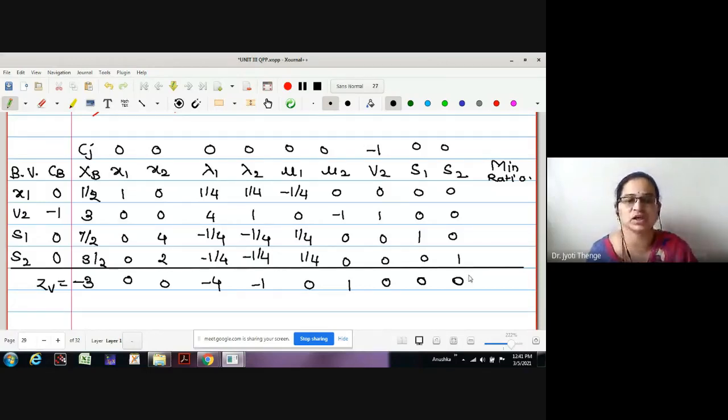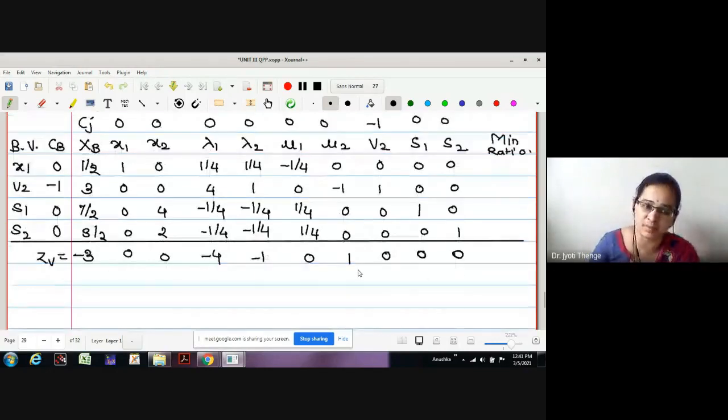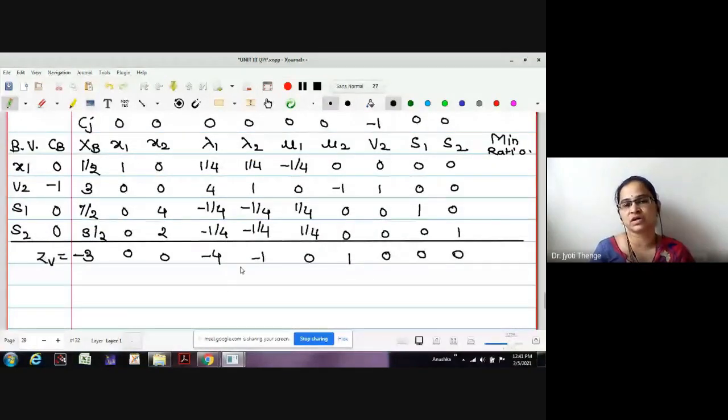Correct? Again, let us check the net evaluations. The most negative net evaluation corresponds again to lambda 1, but S1 is still in the basis. The next negative net evaluation corresponds to lambda 2, but S2 is already in the basis. Therefore, we cannot enter lambda 1 and lambda 2. What is the choice we can make? Anyhow, we have to improve the solution by entering a variable. Yes, we will enter X2 because it is my original variable.